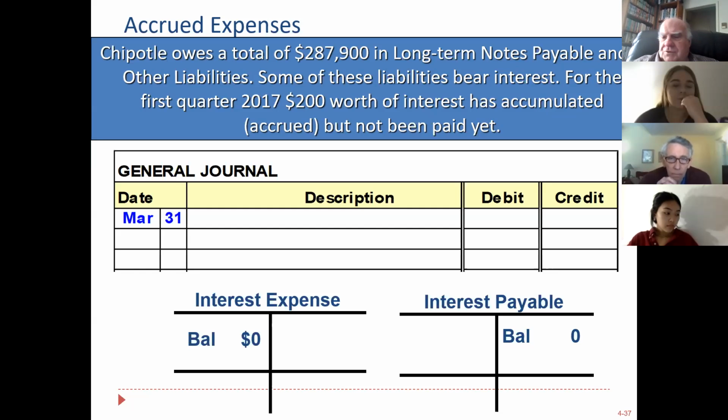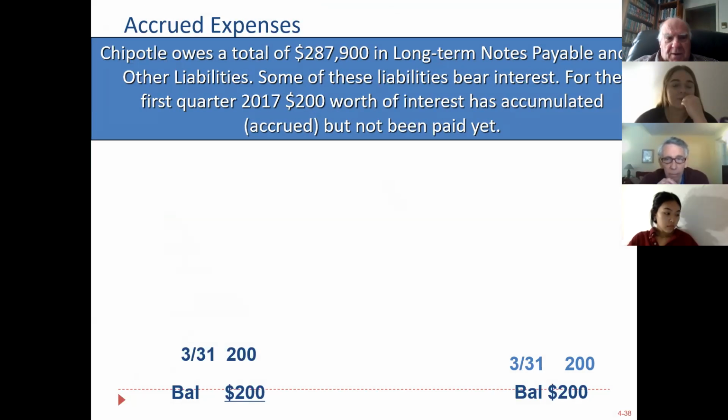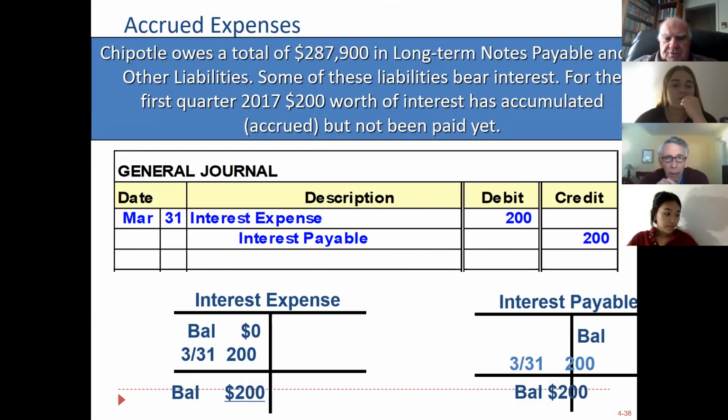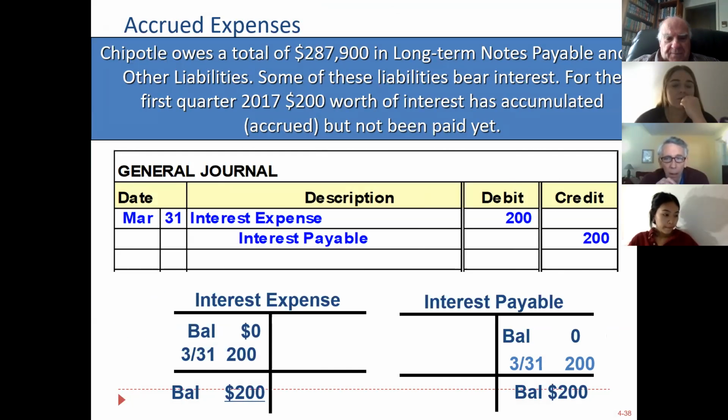So we have to record $200 worth of interest expense. There we go. Interest expense. And this entry, I'm assuming, is made every month during the year. You're going to do this every month, and then you're going to get a payment from the borrower.